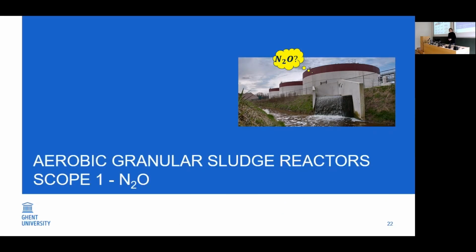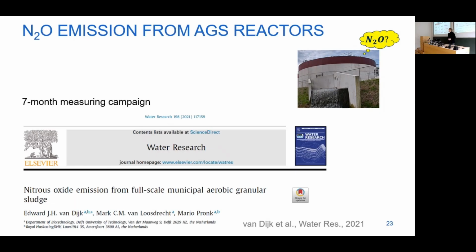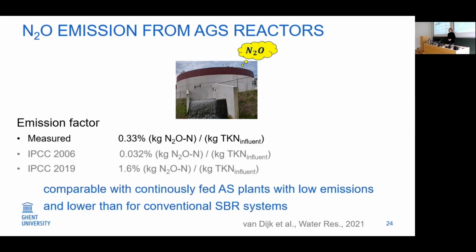Starting with N2O. We did not measure N2O emissions from granular sludge reactors ourselves, so I refer here to a study that was done by colleagues in the Netherlands. They did a 7-month measuring campaign, and they found that the emission of N2O from aerobic granular sludge reactors is comparable with the one from continuously fed activated sludge plants, so the conventional plants that have low emissions, because there are a lot of different plants and the emission factors vary a lot in literature.